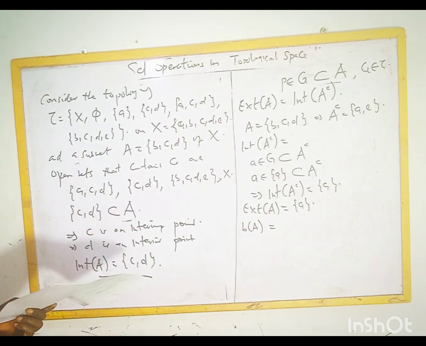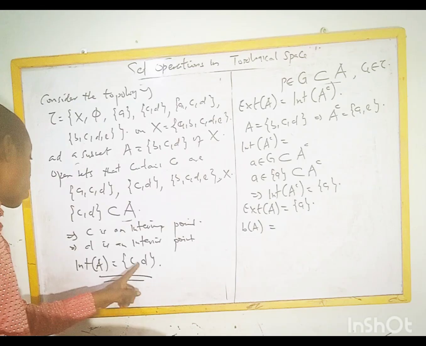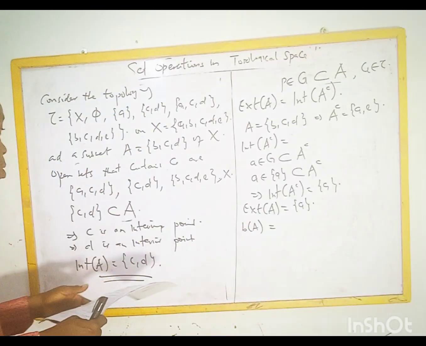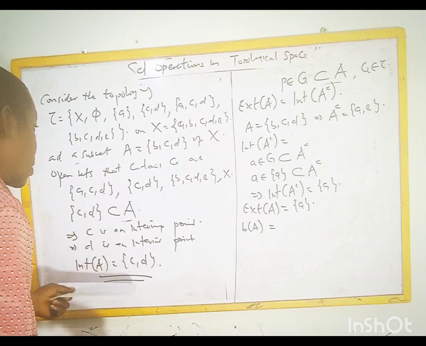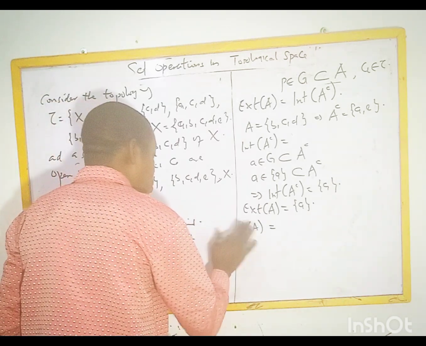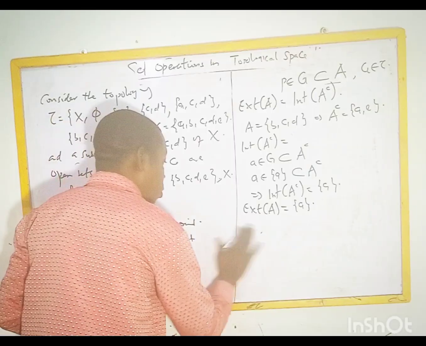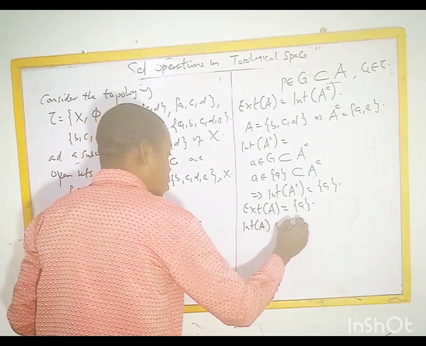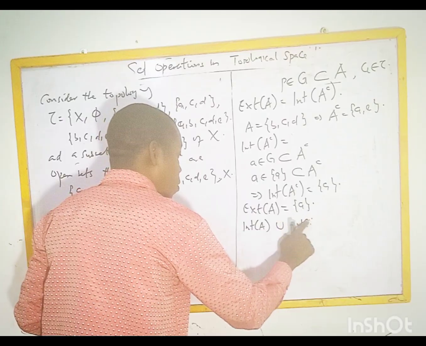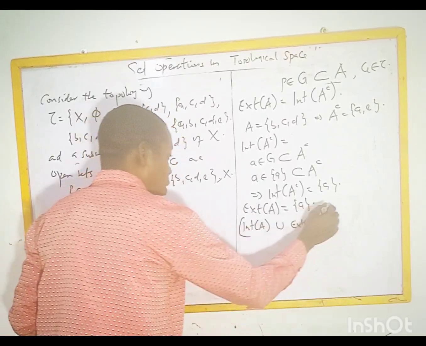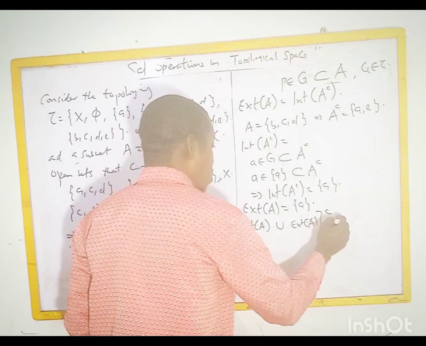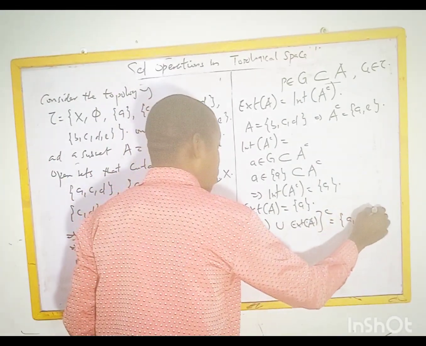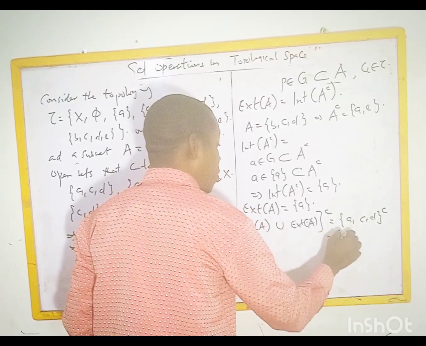So what are those points now? The interior of A is A and B. So what are the points that do not belong to it? You are looking for the interior of A union the exterior of A, complement. Are you getting that now? That will give us those points, something like A, C, D. And when it comes to A, C, D, we have B, E.